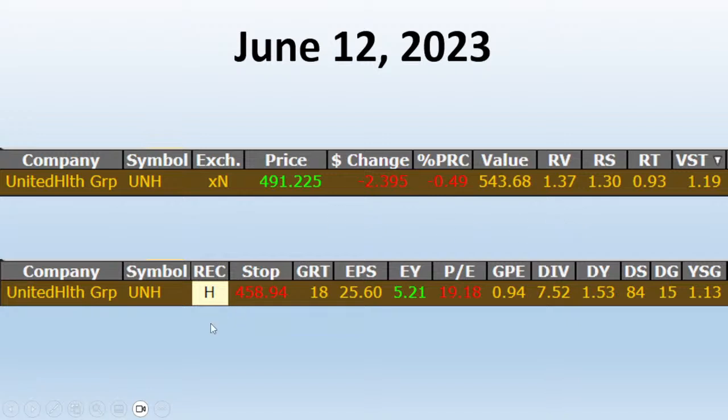Remember, for a long-term investment, you want to favor fundamentally sound companies, but really you want them in uptrends. And as of June 12, 2023, just a couple of days ago, it was not in an uptrend, and it had a hold rating. Fundamentals are strong across the board. They also pay a dividend, 18% earnings growth rate, nice earnings yield. Remember these values, right? This is how we determine fundamentally strong from fundamentally poor.